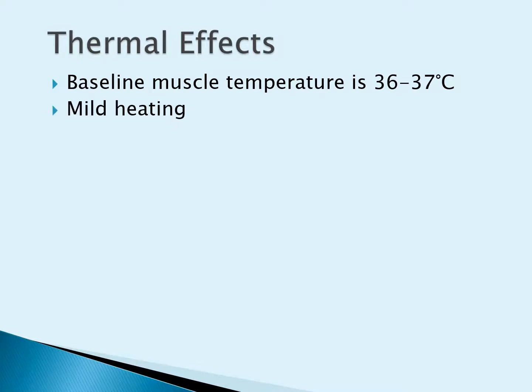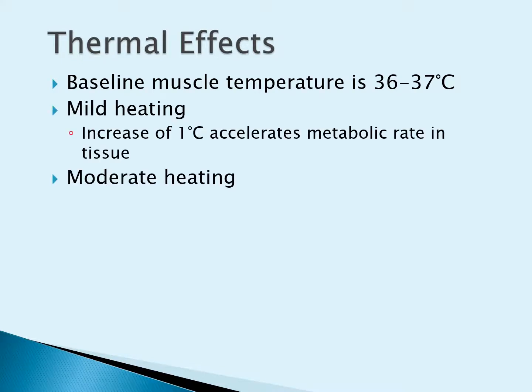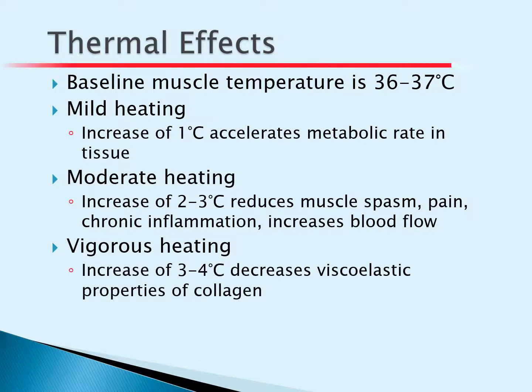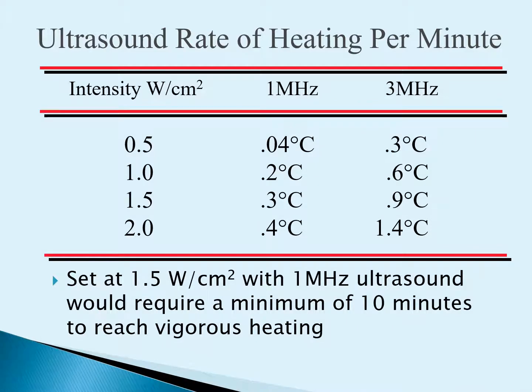Baseline muscle temperature is between 36 and 37 degrees. We can get mild heating, increasing it by 1 degree. It'll increase the metabolic rate in the tissue, which is going to bring nice healing stuff in. Same thing with increases of 2 to 3 degrees. Vigorous heating is where we get to about the 3 to 4 degree region. And again, that's going to be similar to working out. At that point, we've increased the viscoelasticity itself.